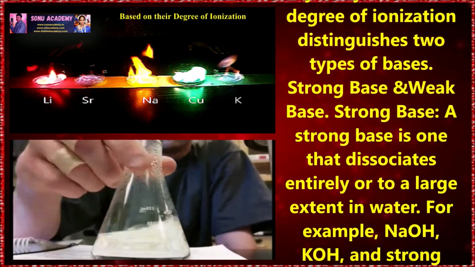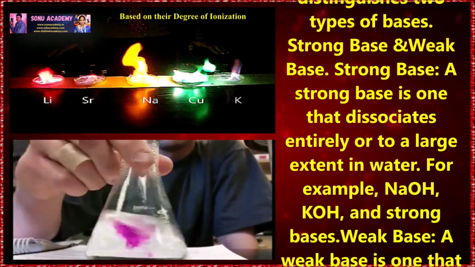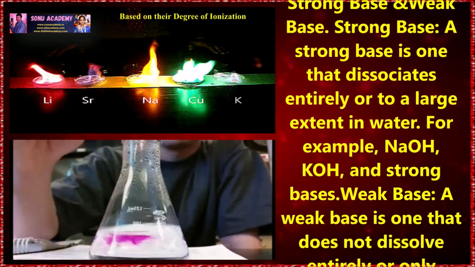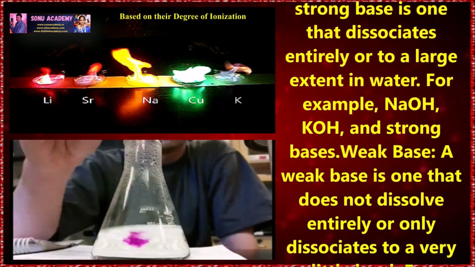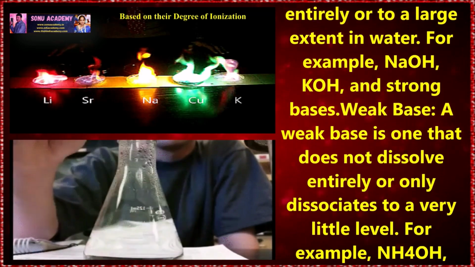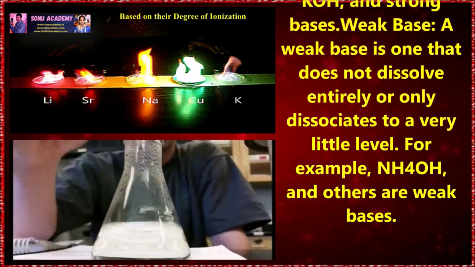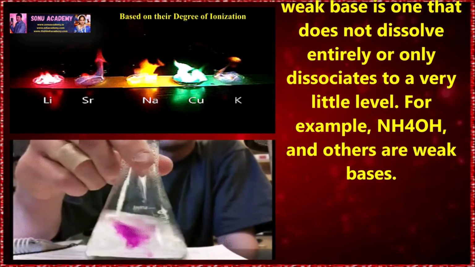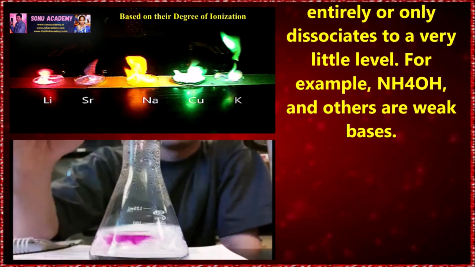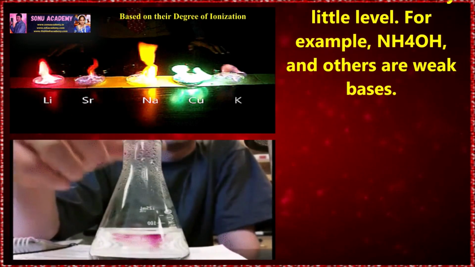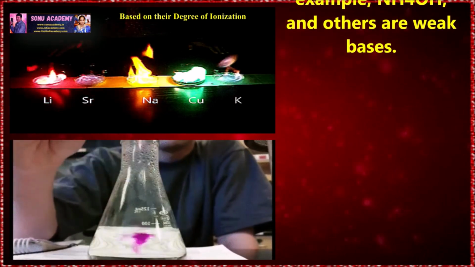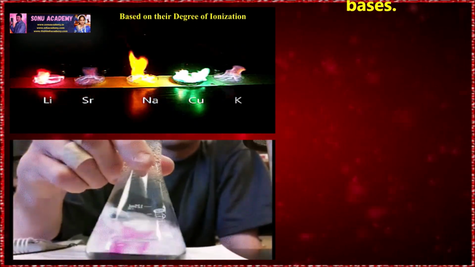A strong base is one that dissociates entirely or to a large extent in water. For example, NaOH and KOH are strong bases. Weak bases. A weak base is one that does not dissolve entirely or only dissociates to a very small level. For example, NH4OH and others are weak bases.